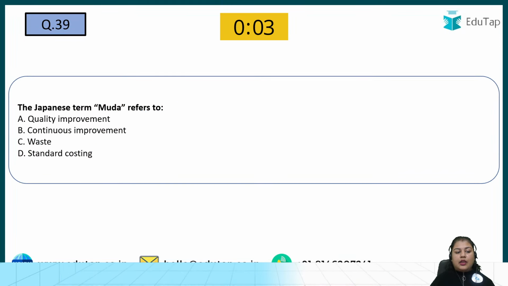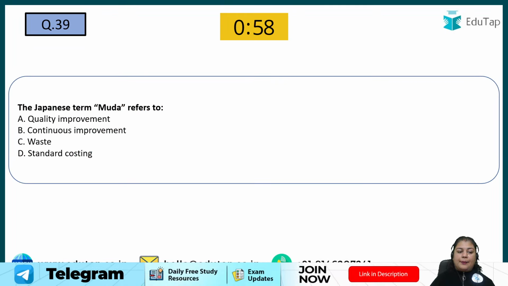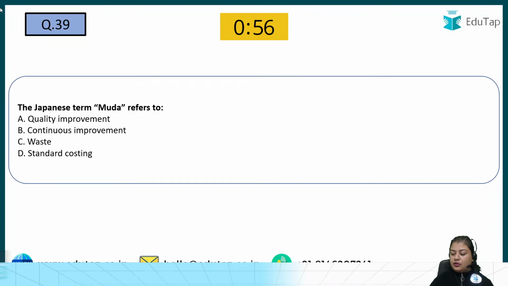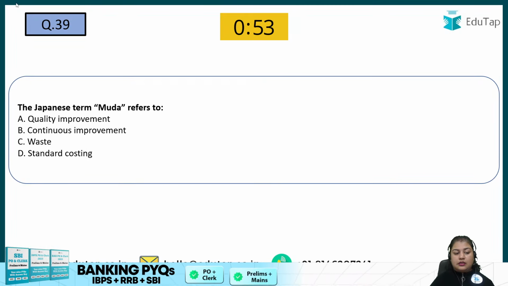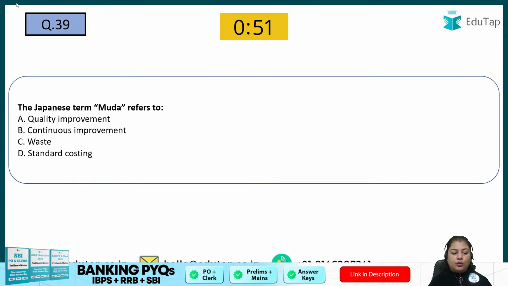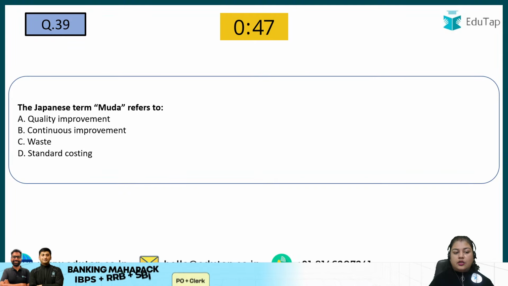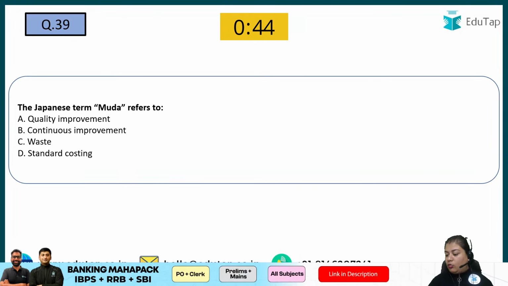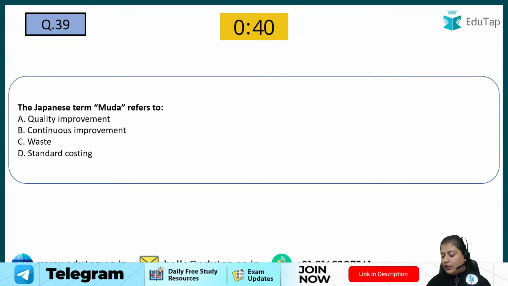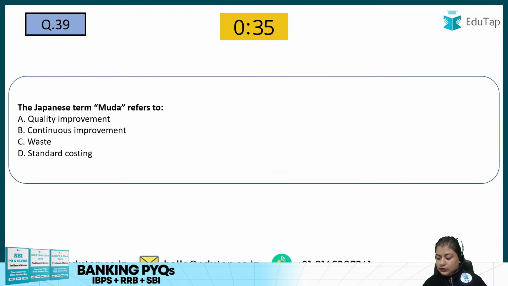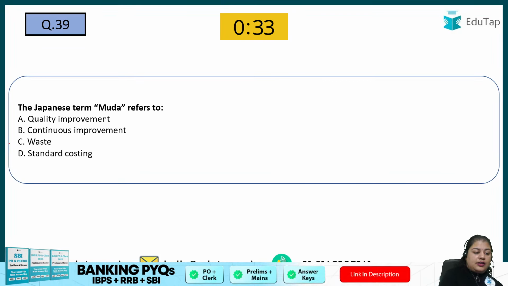Moving ahead, question number 39. What does the Japanese term muda refer to? Quality improvement, continuous improvement, waste, or standard costing. So when I'm talking about muda, what is that? Can you tell me the correct answer? Yes, everybody answered it very well. Nachika answered it first, that is waste. Very good. Waste is the correct answer.